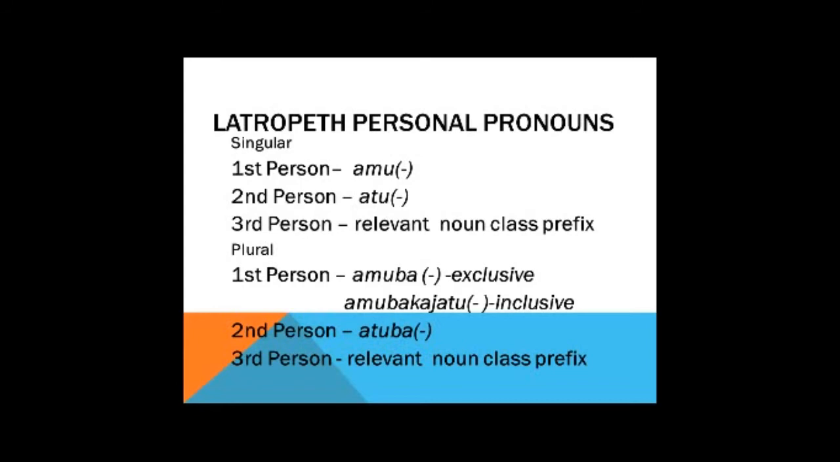Then you've got your second person plural, yous, atuba. And then the third person plural, similar situation to the third person singular, you just have the noun class prefix appearing.